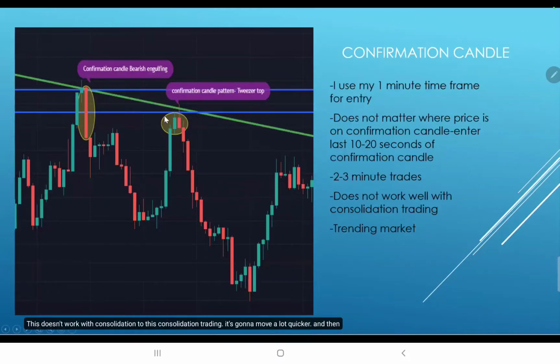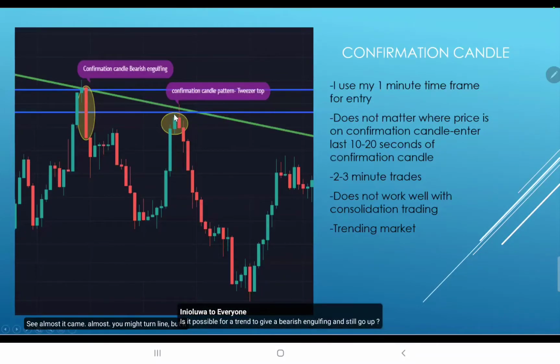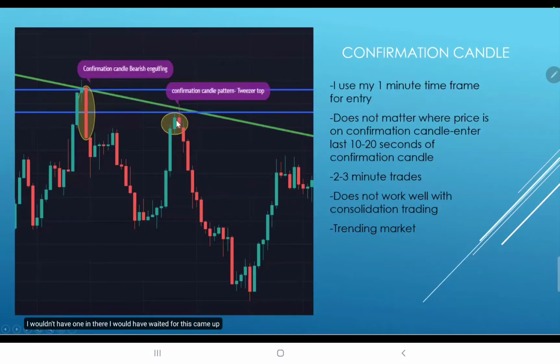And then right here as well, this is a tweezer top. See, it came almost to my trend line, but it hit my area of resistance. I wouldn't have gone in there. I would have waited for this to come up a little bit more, and would have gone in the last 20 seconds of this candle, no matter where price is, for 2 to 3 minutes, 1, 2, 3. That was a huge drop, so I definitely would have cleared.